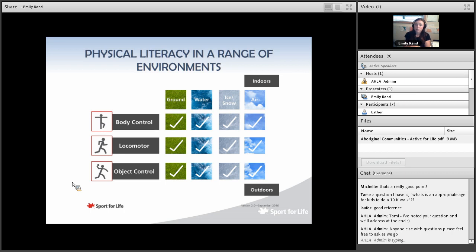And the last one would be air. And that would be a bit more relevant for, say, people who do gymnastics or skydiving, so kind of confident moving in the air.